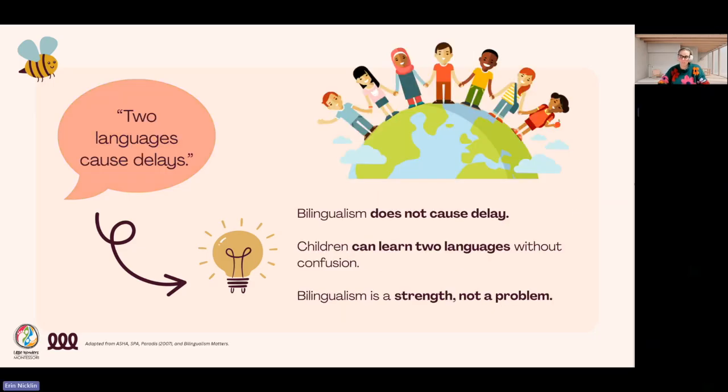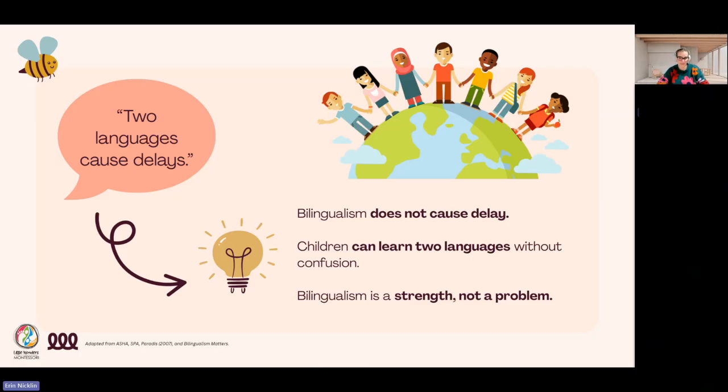Families who speak 2 languages. So I hear this a lot, and that was really sad to see that that came up in the poll, that you've heard 2 languages cause delays. Families are sometimes told not to speak 2 languages at home, and even worse than that, they're told not to speak their home language at home. If you've been to my webinars before, you know I feel very strongly about this. The research is really clear.